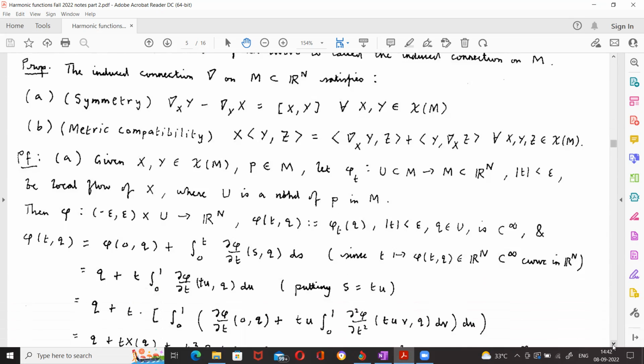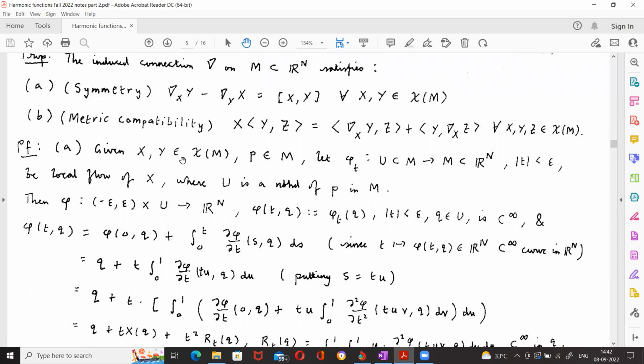So let's see the proofs of these 2 properties. For symmetry, given 2 vector fields x and y on M and a point P in M, let phi t be the local flow of x. So this is defined on a neighborhood U of P in M. And these phi t's are maps from U in M into M, and M is sitting inside Rn. So I can think of these as taking values in Rn. These phi t's are maps from a subset of M into Rn.